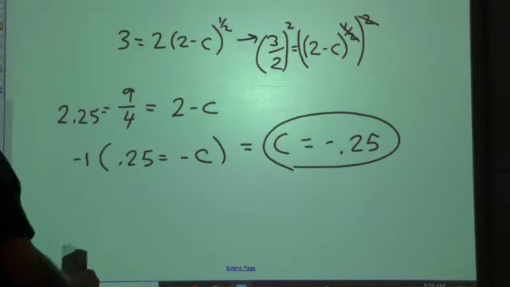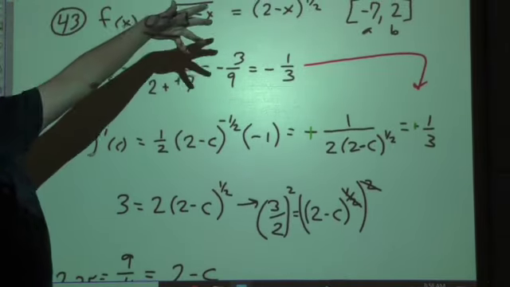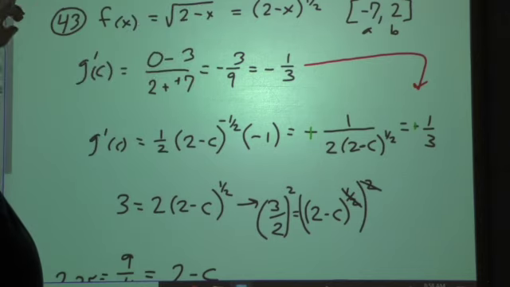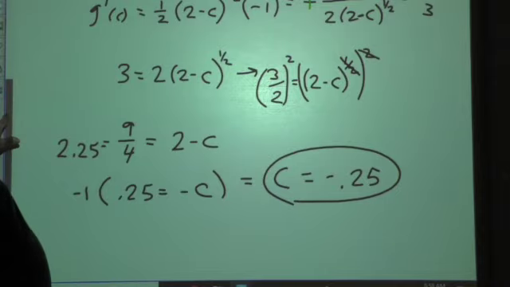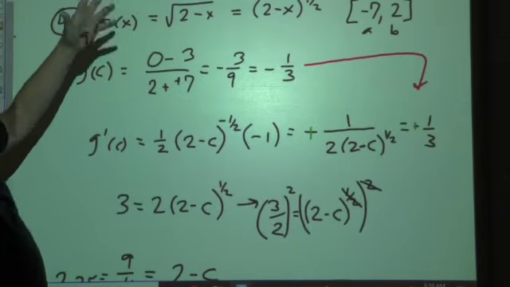And is that between the two limitations there? It is. It is between -7 and +2. So that works. So -0.25 or -1/4 will be my answer. You could have left it in fractional form. I like this.